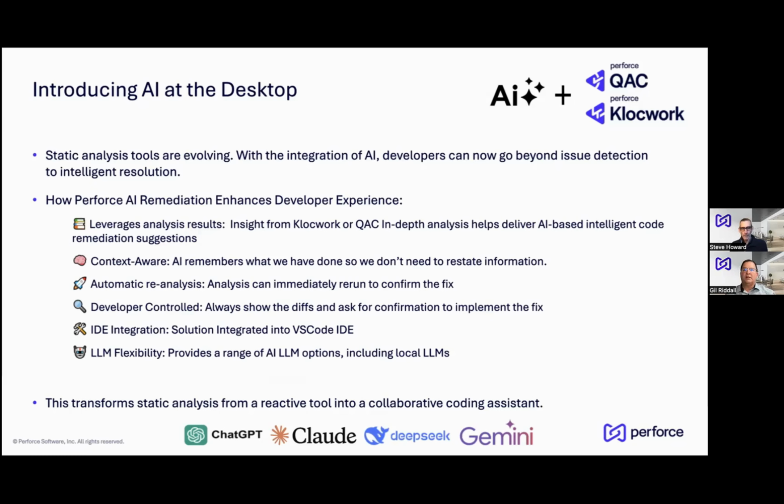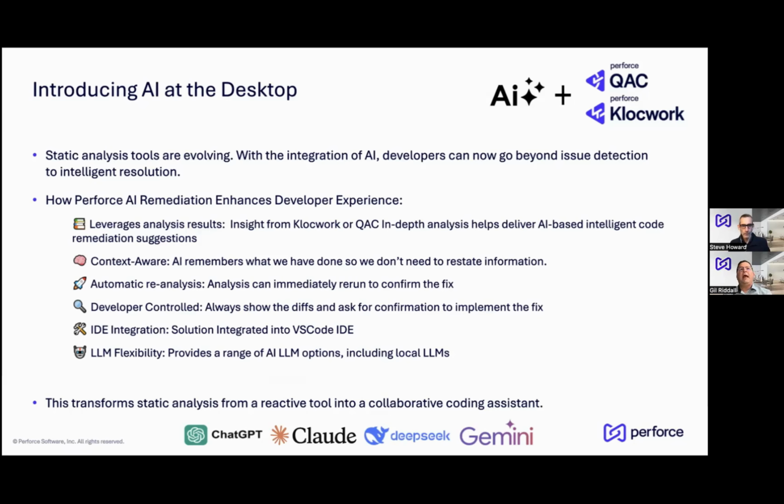We've got solid documentation around how to identify that issue, how to fix that issue. And so we provide all of that in-depth analysis information to the AI to help it develop some sort of intelligent code remediation suggestion. It's all context aware, meaning that as you interact with the AI, it remembers what you've been working on. So if you've asked it to fix a particular defect, you don't have to restate anything about that defect as you interact with it.